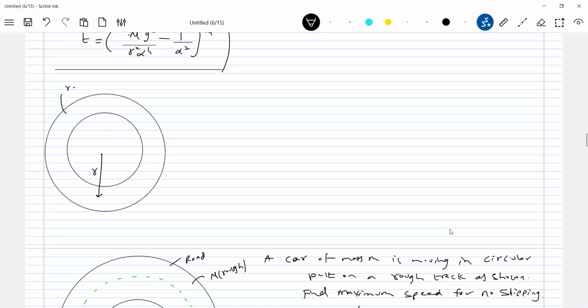It is moving in a circular path. This is a road, and here the vehicle is moving in a circular path with a constant tangential acceleration a t. What is the maximum speed at which it will start slipping? Rough road. I'll give the value of a t.